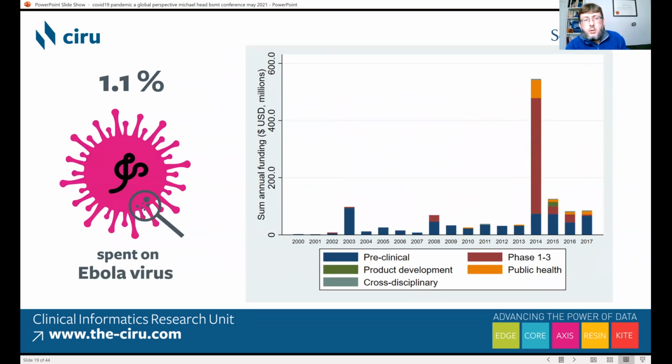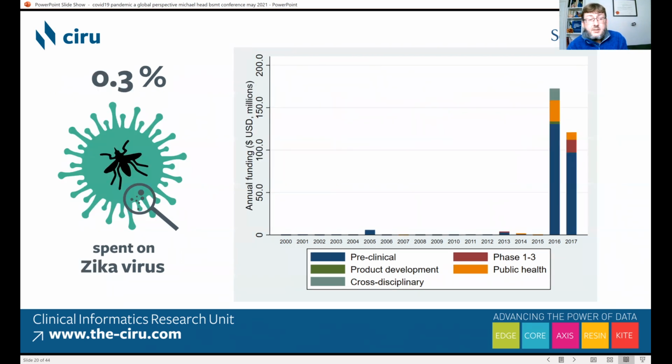Similar with Ebola: not a lot of funding ahead of the public health emergency in 2014-15, and funding declines rapidly soon after in terms of the research. Little horizon scanning going on. Zika, even more stark: we'd never heard of the word Zika really until 2016, and all of the funding is gathered around the years of the outbreak that started in South America.